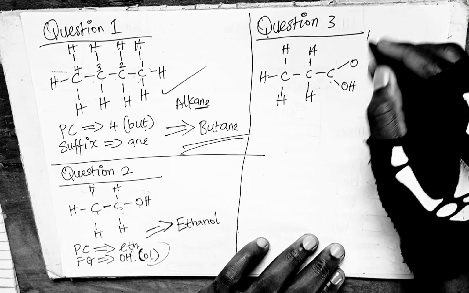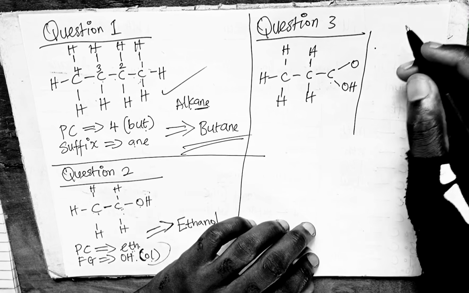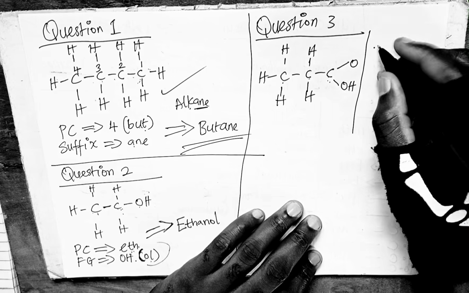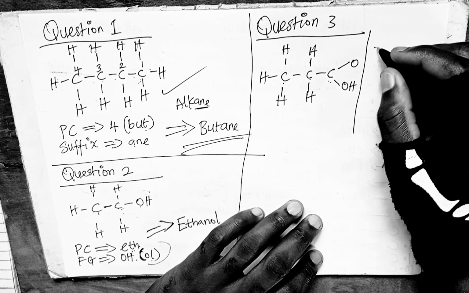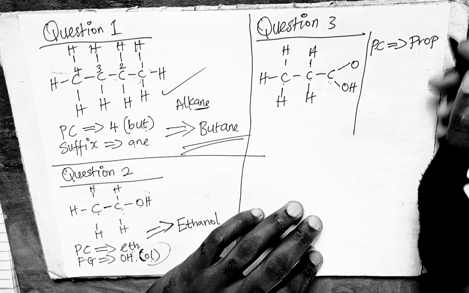First of all, let's identify the longest continuous chain. That's the first thing to do. All right. What's the longest continuous chain? Carbon to carbon continuous chain to get the parent chain: 1, 2, 3 is 3. Okay. So 3 is what? Prop. That's parent chain, PC, is equal to prop. All right.